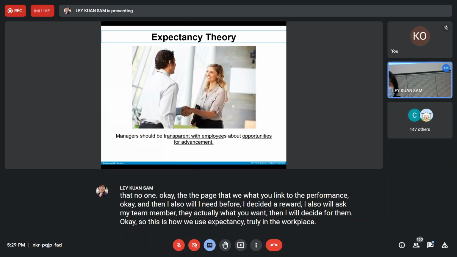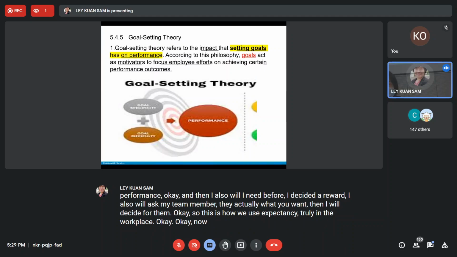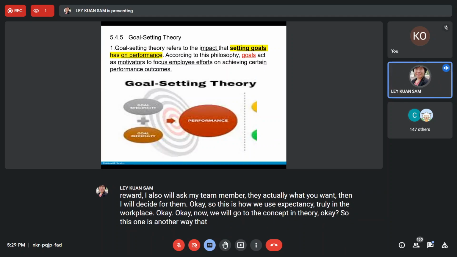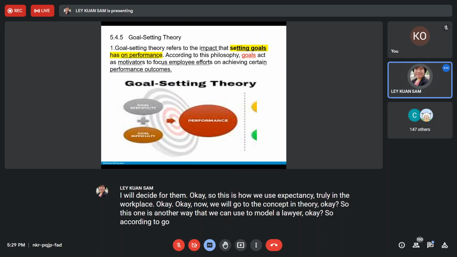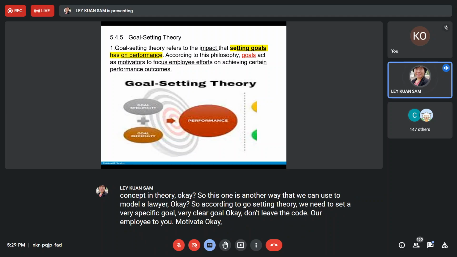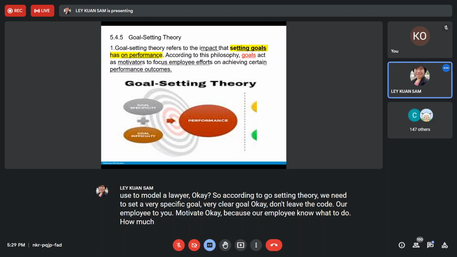Now we will go to goal setting theory. This is another way that we can use to motivate our employees. According to goal setting theory, we need to set a very specific, very clear goal. With the goal, our employees will be motivated, because they know what to do and how much effort to put in. So this is the idea in goal setting theory.